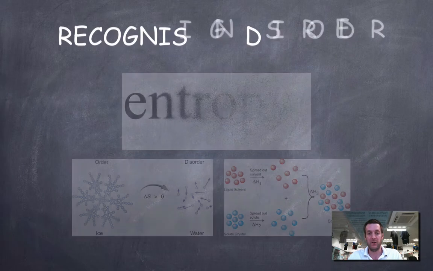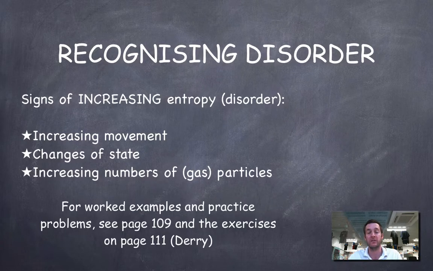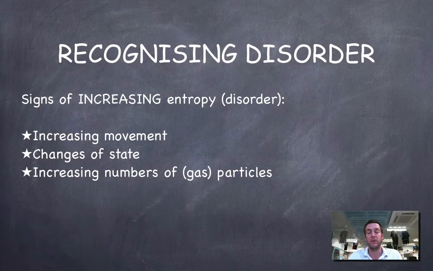If we want to answer the type of questions we're going to get in an IB exam, we need to be able to spot when disorder is increasing or decreasing. An increase in entropy will always accompany an increase in particle movement. So if you heat something up and the particles start vibrating more violently and moving around more, you'll be increasing the entropy. If you cool it down, you'll be decreasing its entropy.